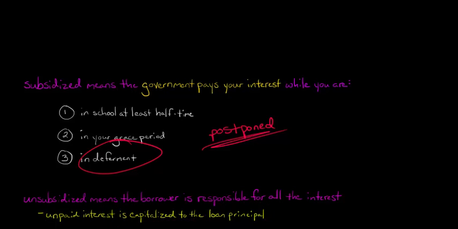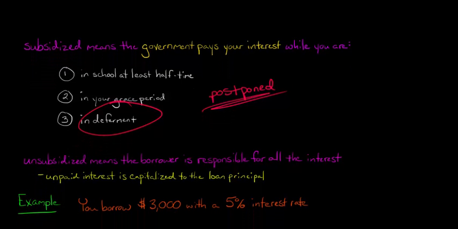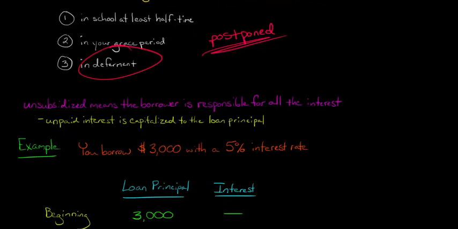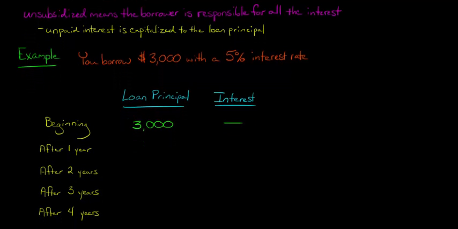It's a little abstract, this idea of capitalization, so I want to walk you through an example to make it a little bit easier for you to understand. Let's say that you take out a student loan of $3,000 at a 5% interest rate. And let's pretend that you're at the very beginning of your college experience and that you're going to attend 4 years. So we're going to map out, okay, at the beginning, the loan principal, the amount that you owe, is $3,000, and obviously there's no interest due at the very beginning. But we're going to pretend that this is an unsubsidized loan. And I want to show you what this capitalization means.